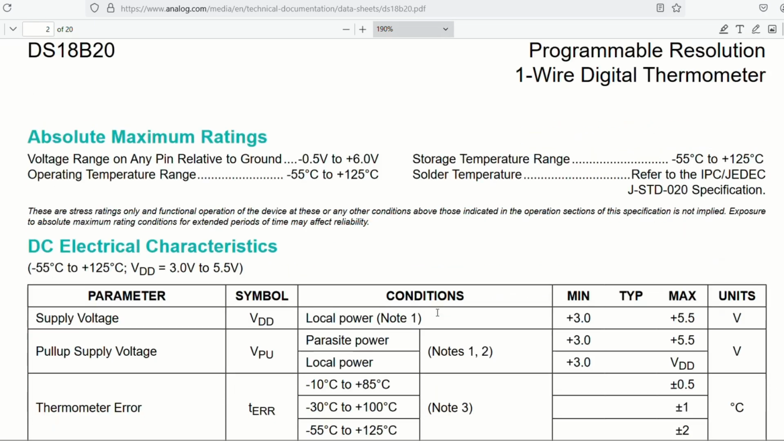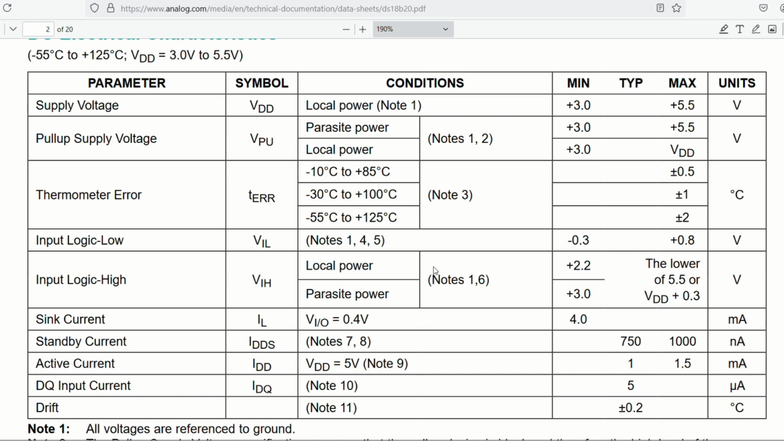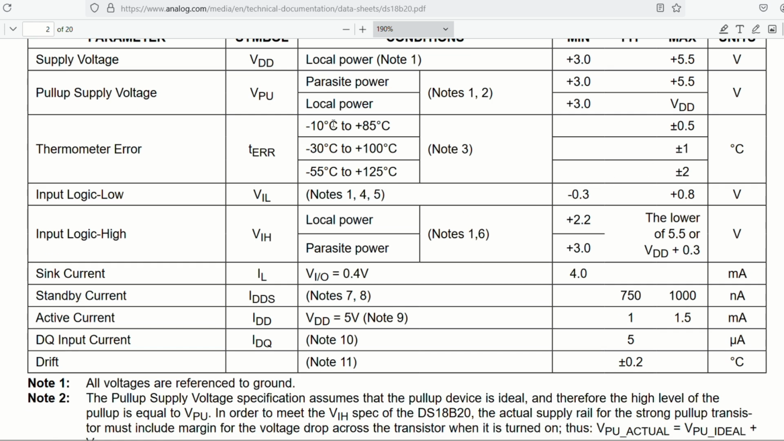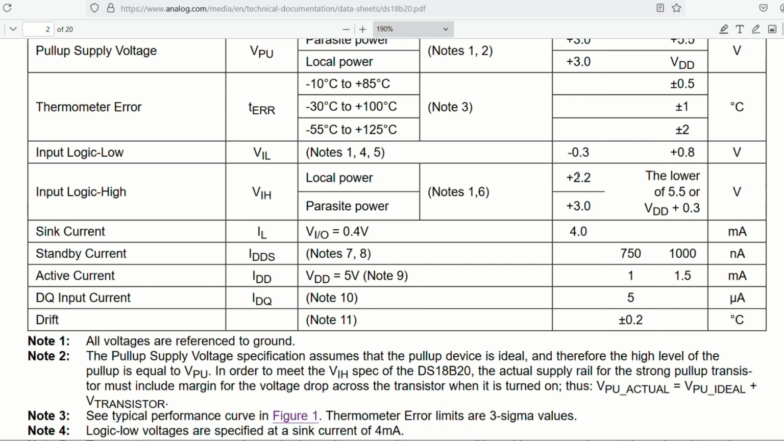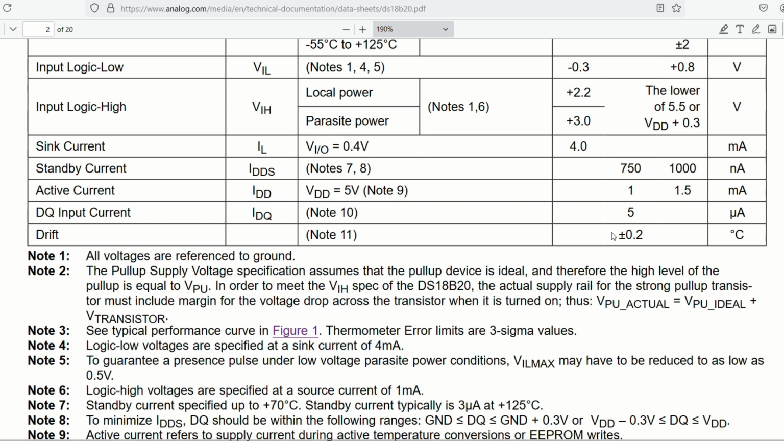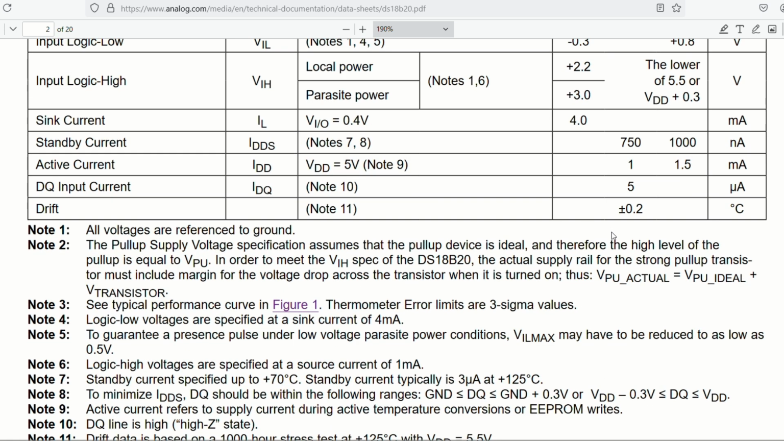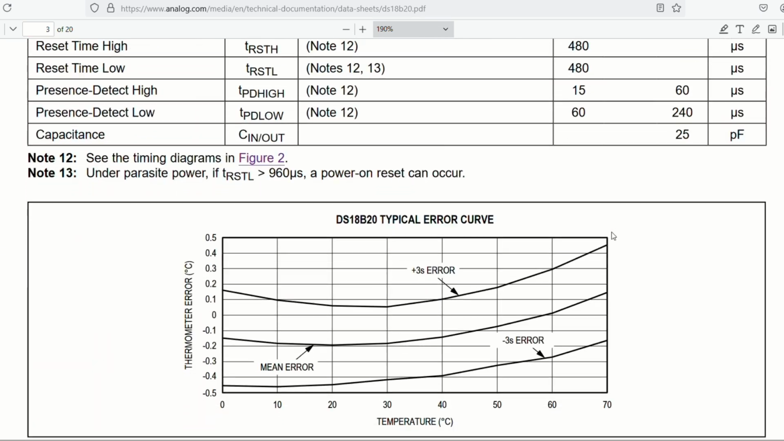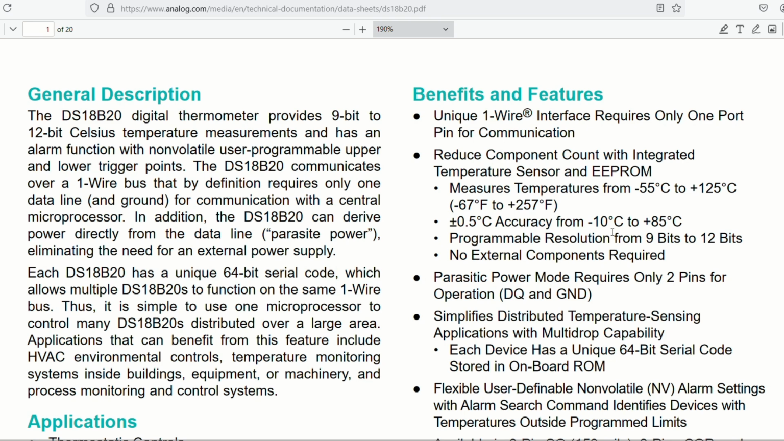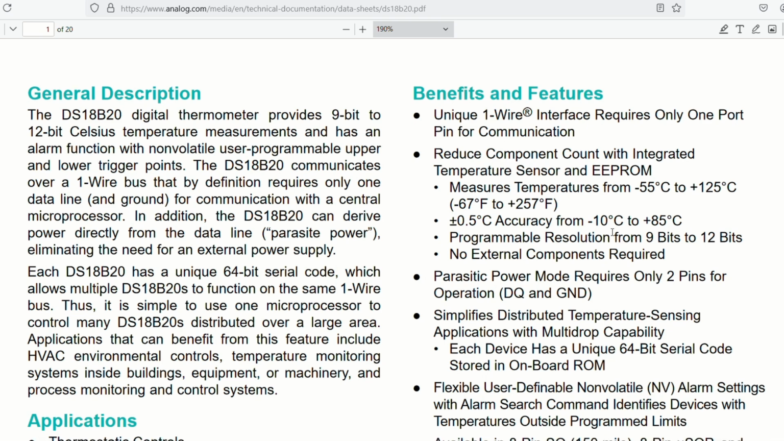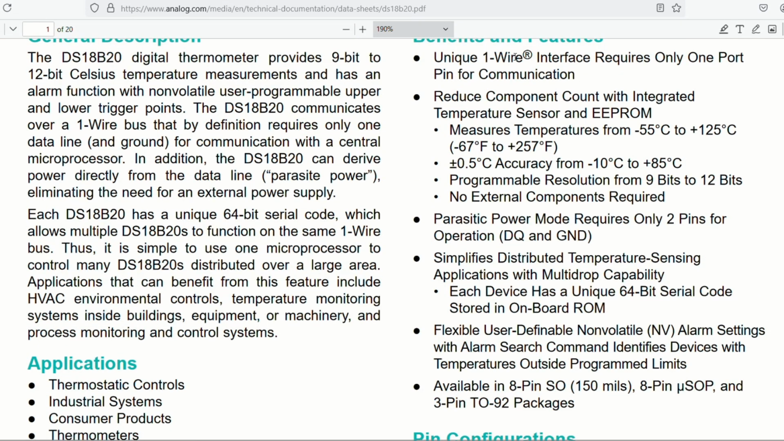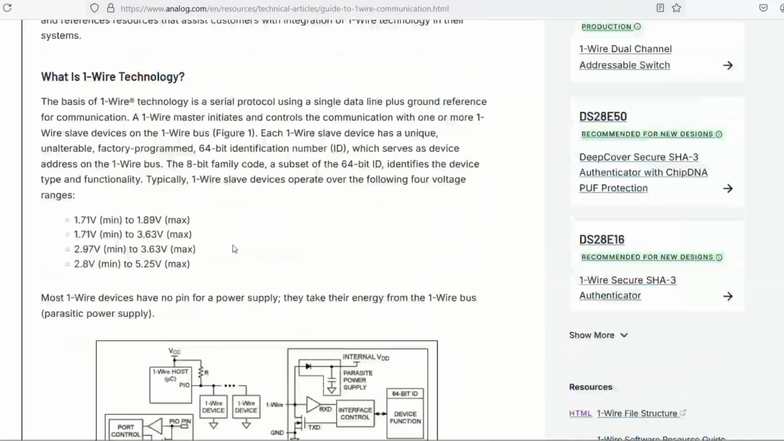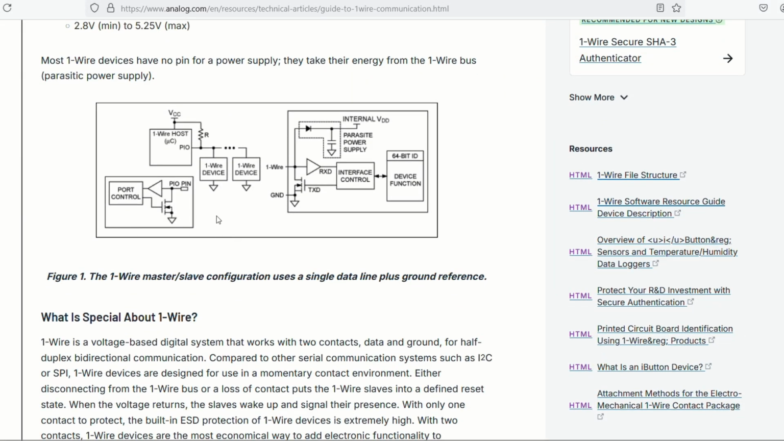Next, you can have a look at the supply voltage, 3 to 5.5. We'll be giving it 5 volts, and the sink current, input logic low, logic high. All this is in the electrical table representations. Next, you can have a look at all the timing for low and high respectively. This chip has a unique 64-bit serial code, and hence multiple devices of the same manufacturer can be connected on this one wire bus. But we'll be using only one sensor right now, so we won't be worrying about multiple sensors.